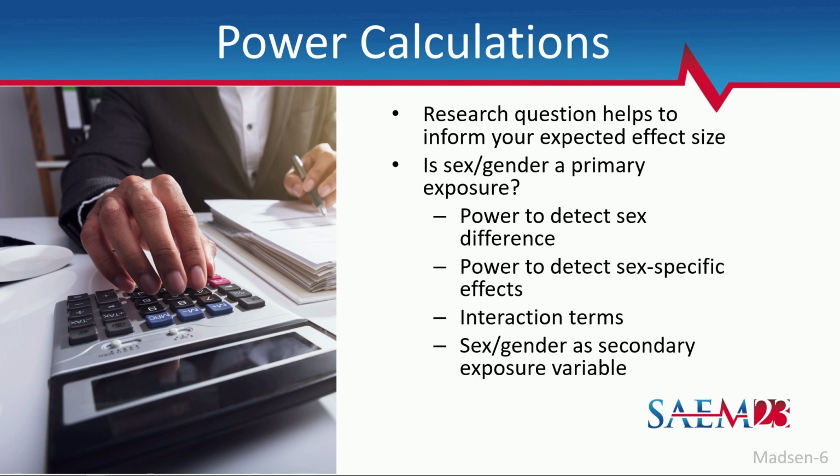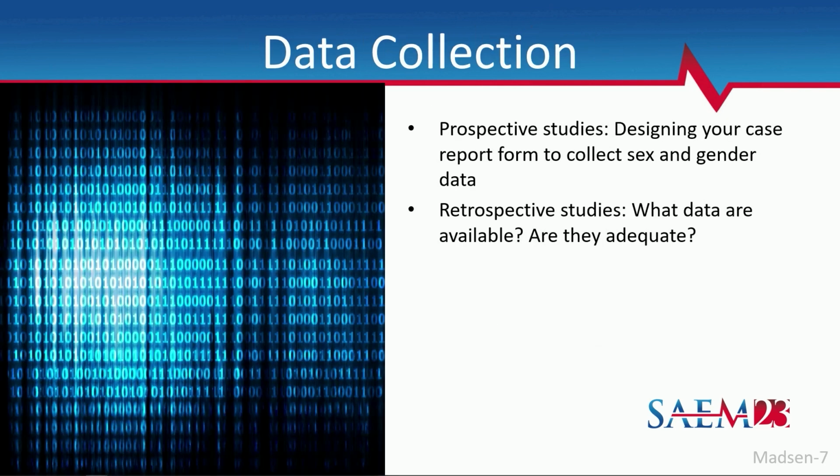And then thinking about sex and gender as a secondary exposure variable and how that might work in the power calculation. Data collection, I won't spend too much time on this because I think the other speakers have mentioned it already. If you're prospectively collecting data, making sure that your case report forms can accurately collect that data. And then if you're doing retrospective studies or secondary data analyses, trying to explore in the data set what data are already available to you and are they adequate to answer your sex and gender questions.